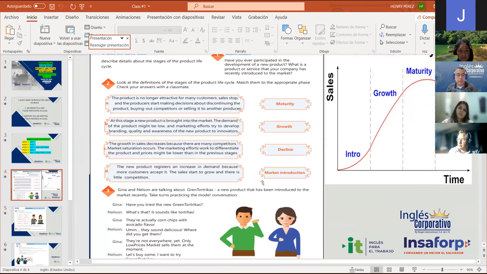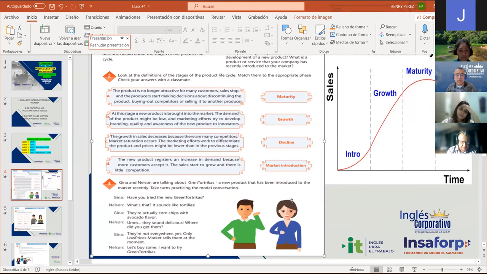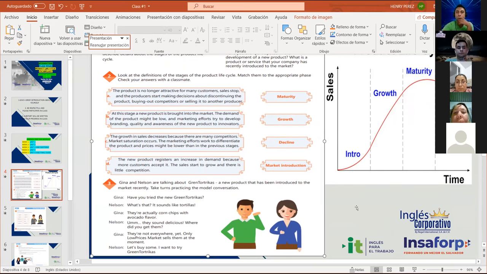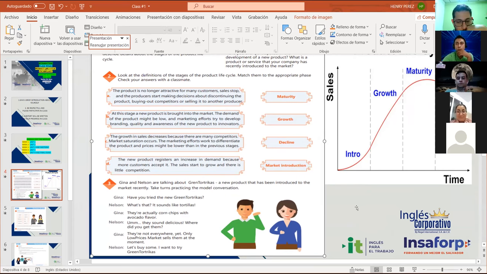Okay, let's look at the conversation. Gina and Nelson. I need two volunteers. I'm going to call on Blanca. Okay, can you read the instructions, please? In the conversation. Gina and Nelson are talking about green tortillas, a new product that has been introduced to the market recently. Take turns participating in the model conversation. Okay. Practicing the model conversation.